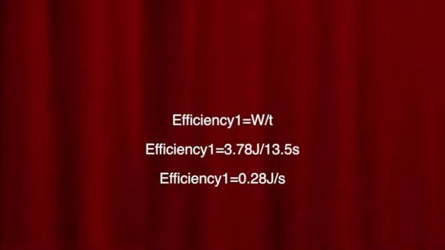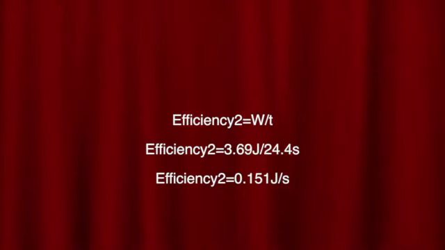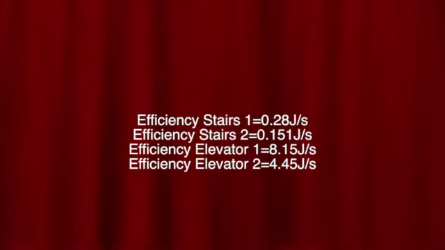Now we can work on calculating the energy efficiency of ascending the stairs. Work divided by time gives us 3.78 joules divided by 13.5 seconds for a single floor. Our final energy efficiency for traversing one floor by stairs is 0.28 joules per second. Using the same equation, but with values found for two floors, we get 3.69 joules divided by 24.4 seconds to find our final value to be 0.151 joules per second for climbing two flights of stairs.